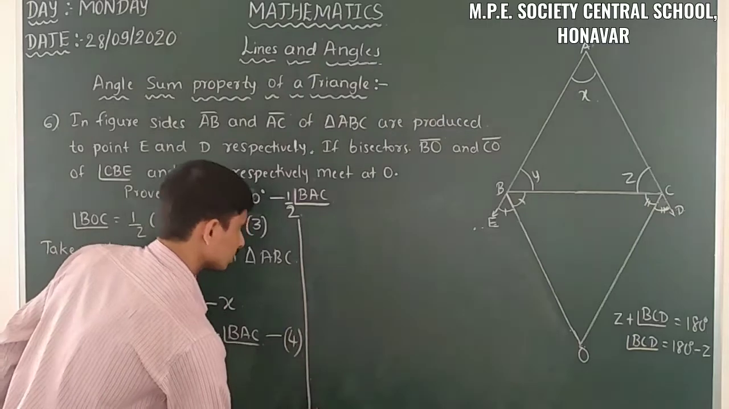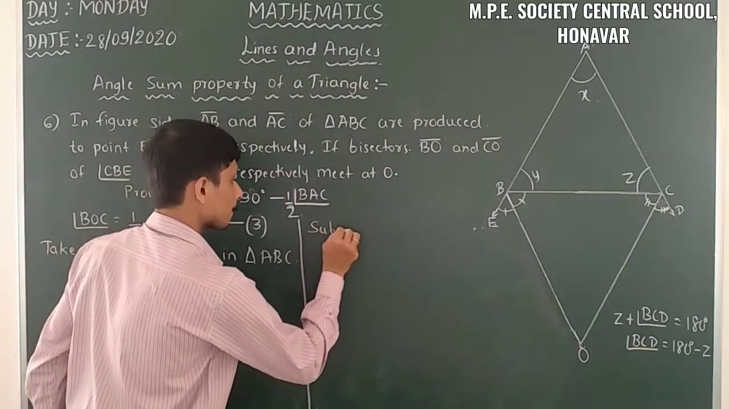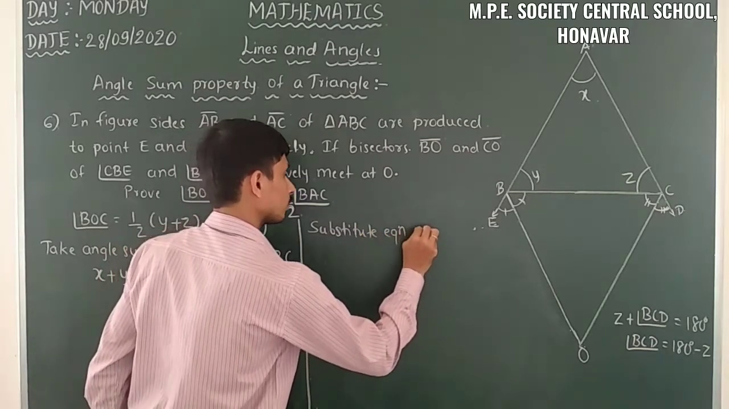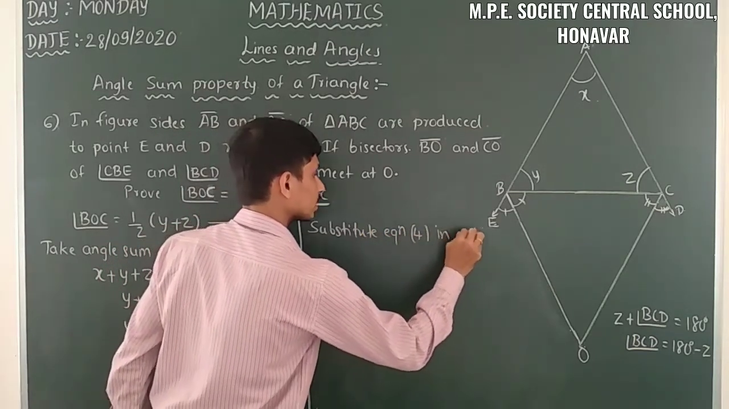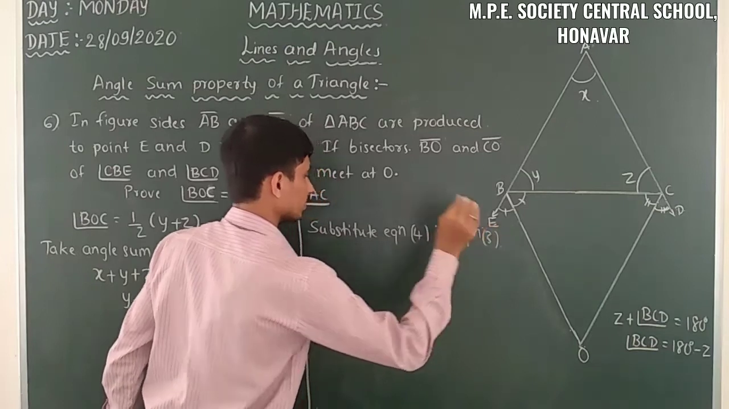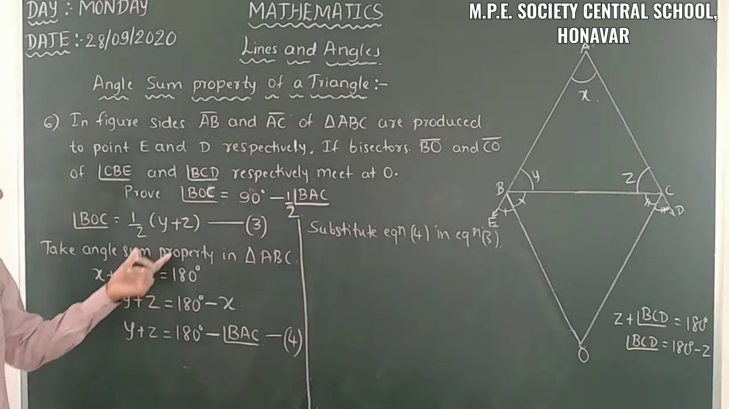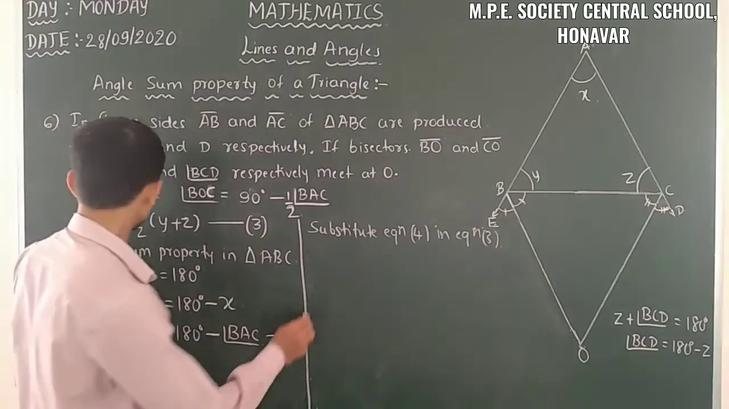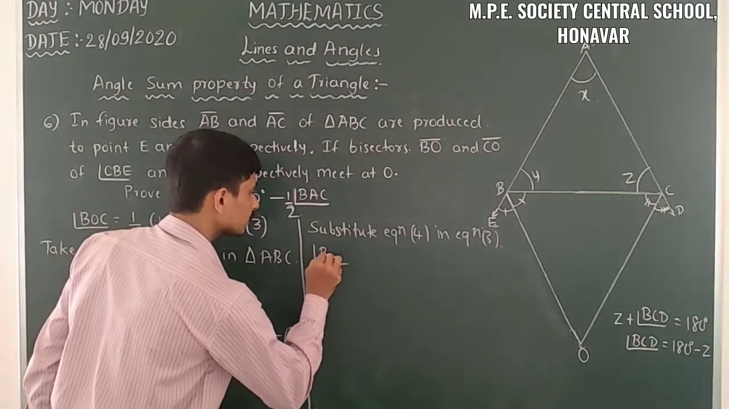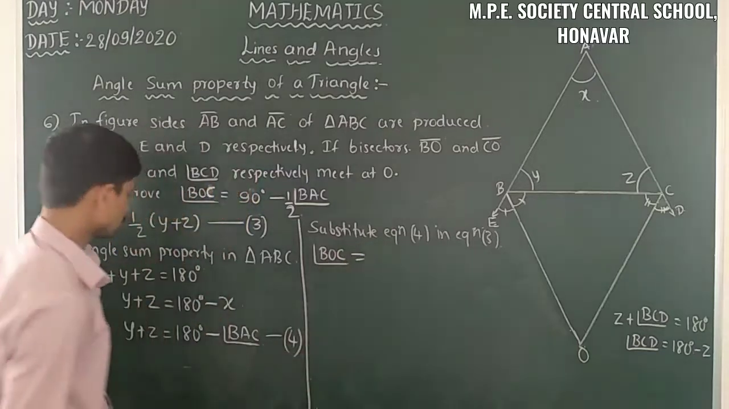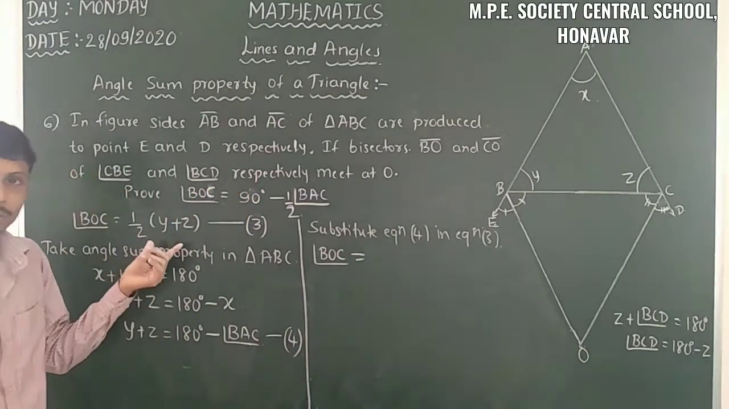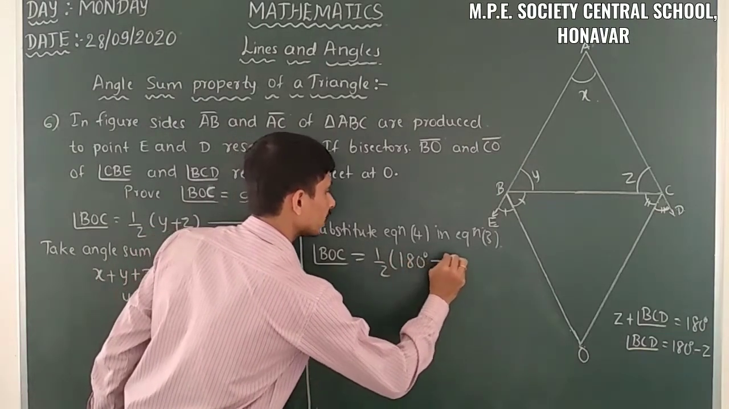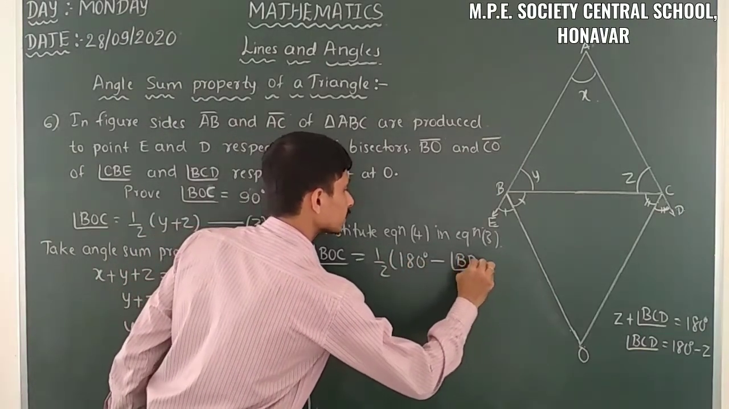Substitute equation 4 in equation 3. So what happens here? In place of y plus z, we have to substitute 180 degrees minus angle BAC. That is, angle BOC is equal to 1 by 2 into 180 degrees minus angle BAC.